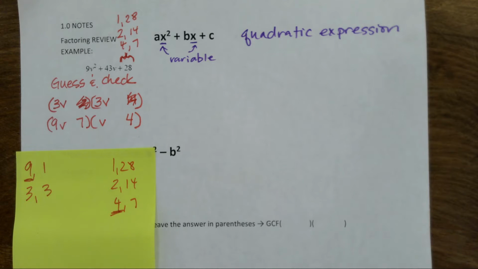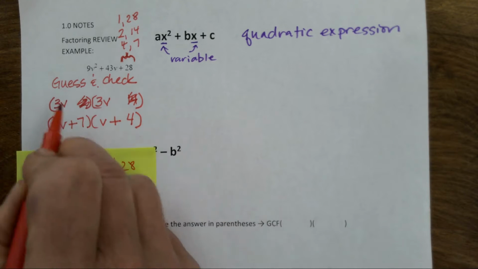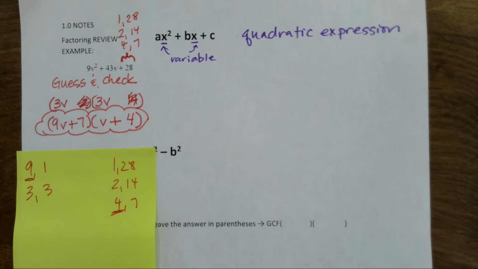Now I just have to pick signs, and our first one was a nice one. It was an easy one to work with because it's all plus. That means my signs are plus. That's my only option. So this would be my final factored form for that answer.